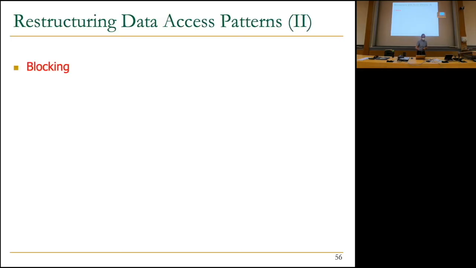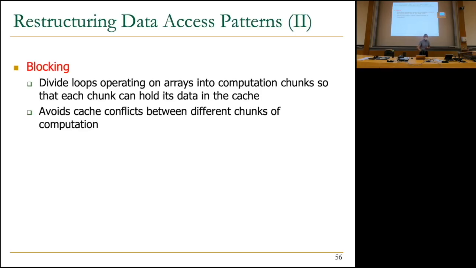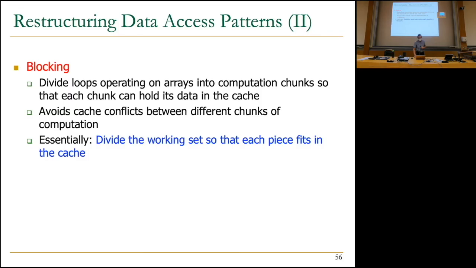Let's talk about blocking. Blocking also restructures data access patterns. Basically, the idea is also very simple. Divide the loops operating on arrays into computation chunks so that each chunk can hold its data in the cache. Caches are of limited size, so don't overflow the cache. Divide your computation such that it operates on data chunks that can fit in your cache. There are multiple ways of doing it; I'm going to give you one example. Clearly, this avoids cache conflicts between different chunks of computation and also avoids capacity misses for that chunk. Essentially, you divide the working set such that each piece fits in the cache at a given time. This is also called tiling.